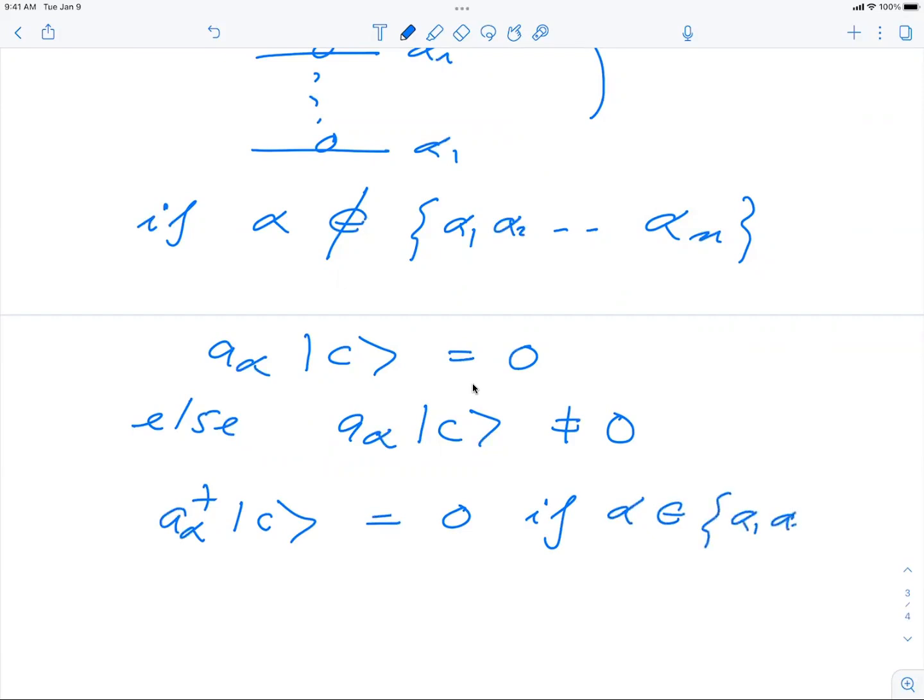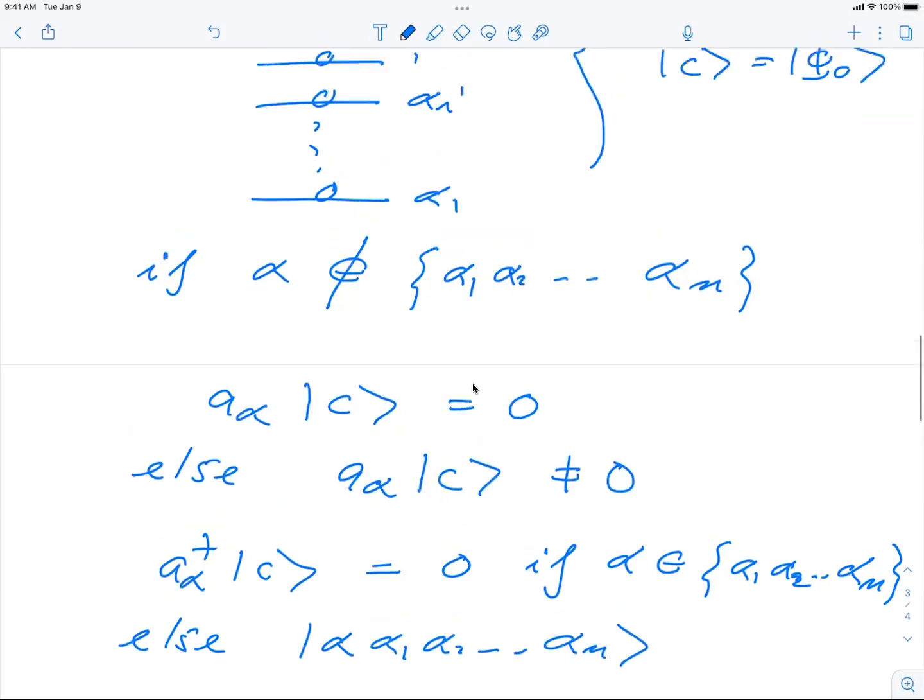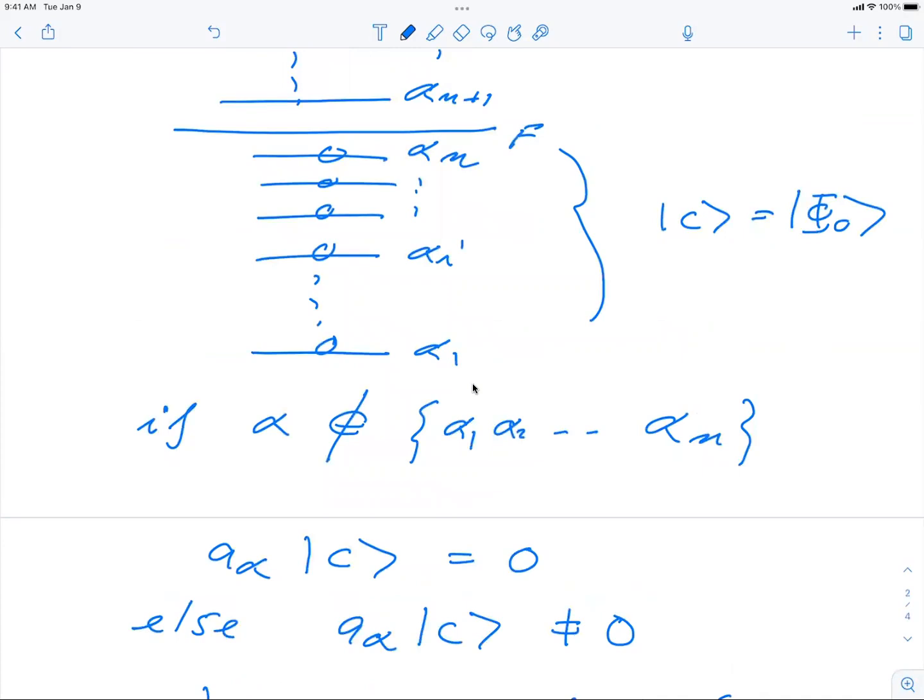Alpha 1, alpha 2, up to alpha n. And else, then it's going to give us a state, which now will be given by alpha 1, alpha 2, up to alpha n. And then we have to perform the permutations, because this alpha then is a state which belongs to the states alpha n plus 1 and to infinity.